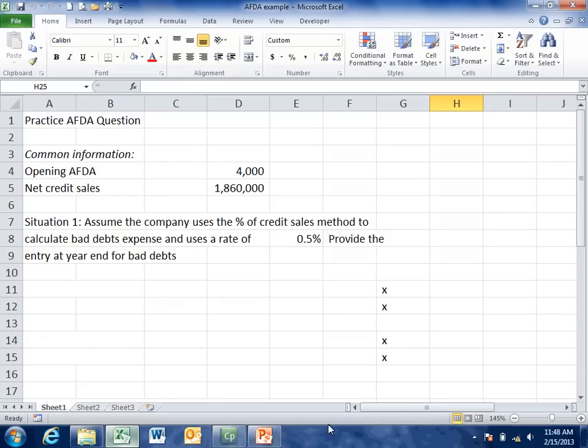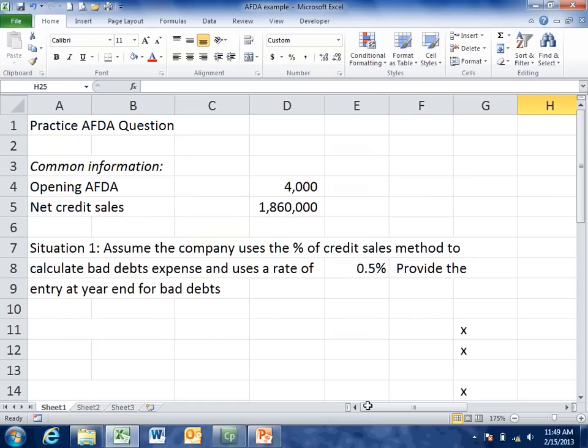Okay, so here's a practice AFDA question. I've given you some common information. The opening balance in the AFDA account is $4,000 and net credit sales for the year were $1.86 million. Situation 1 says, assume the company uses the percentage of credit sales method to calculate bad debts expense at a rate of 0.5%. Provide the entry at year end for bad debts.